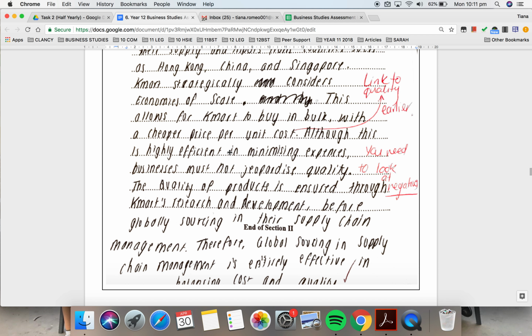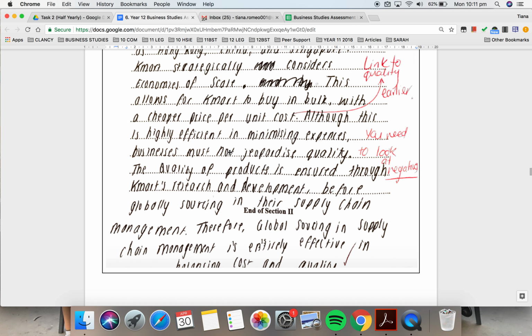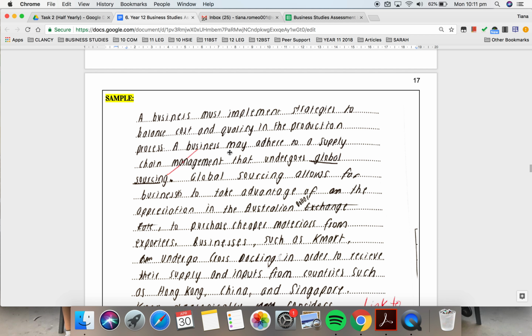And I've provided a sample here. Again, not perfect, but a good detailed response. A business must implement strategies to balance cost and quality in the production process. A business may adhere to a supply chain management that undergoes global sourcing. The student has underlined for the marker the strategy that they're referring to.